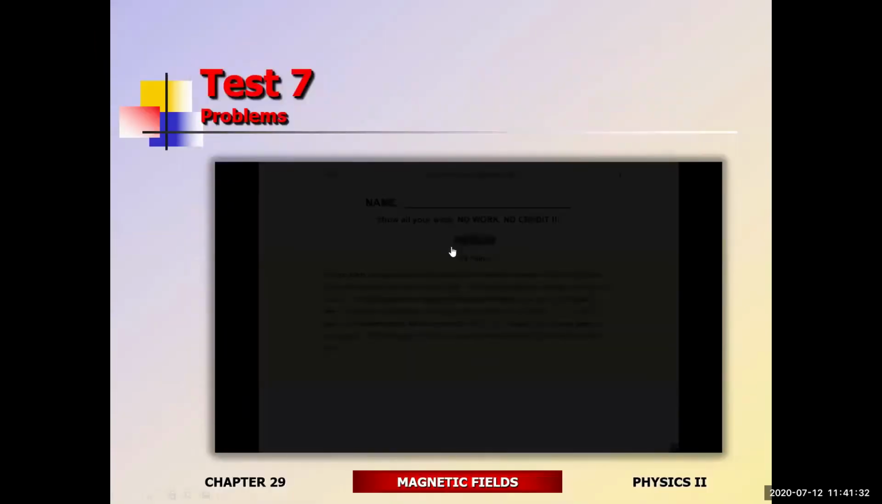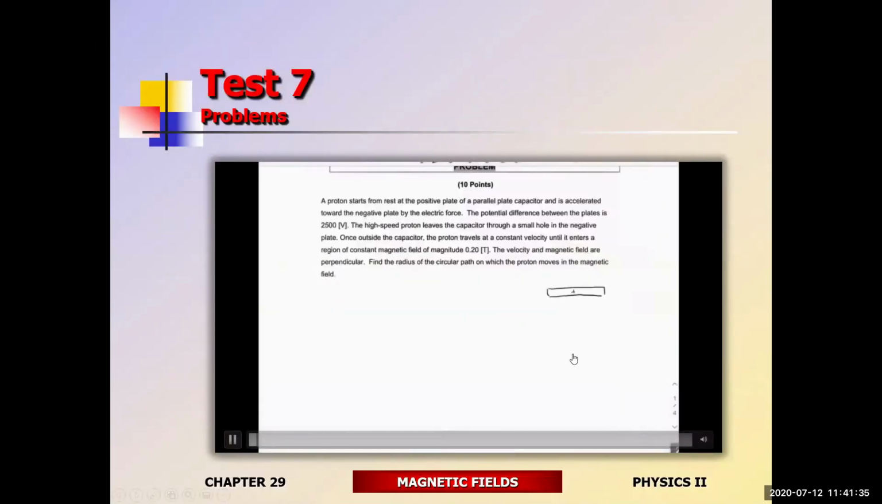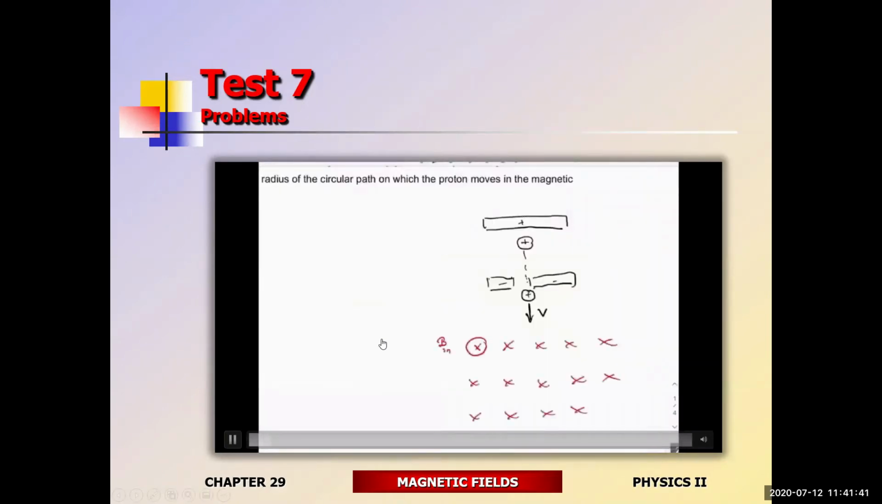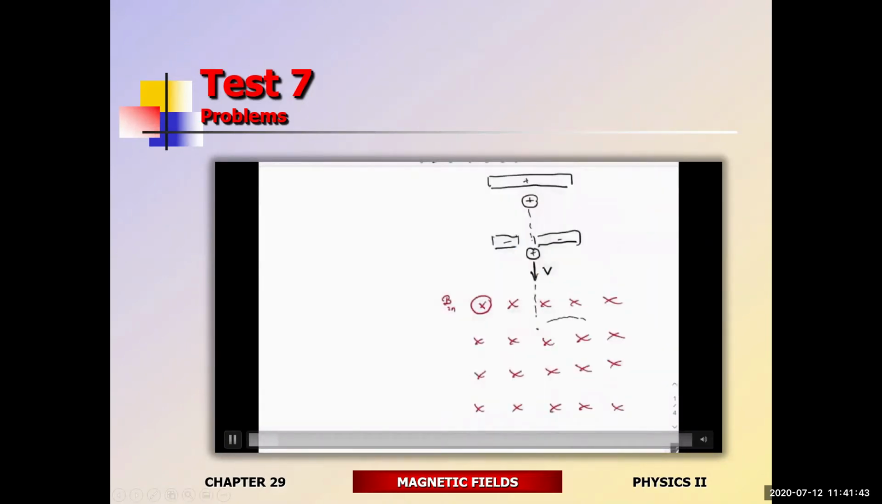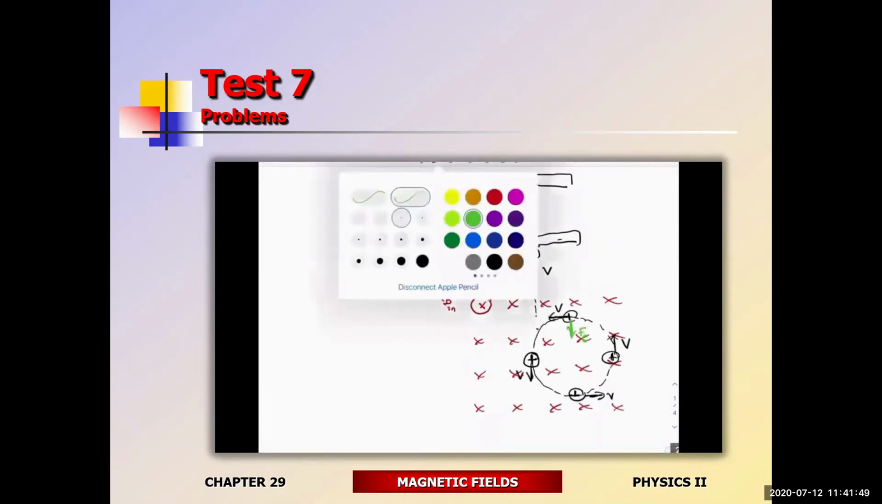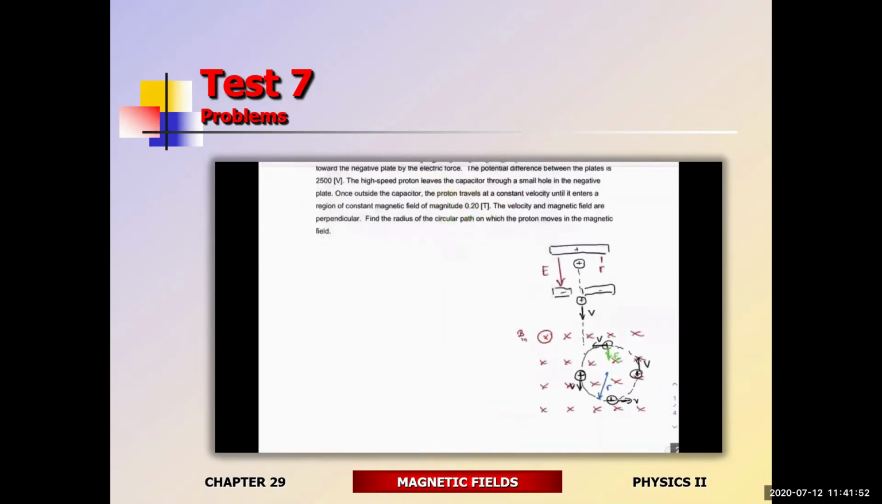Magnetic fields, task number 7. All right, so it's the same problem as the problem that we did before, except it's in numeric form. A proton is being shot out of a capacitor into a constant magnetic field region. It's going to go into circular motion, and the only thing we need to figure out is the radius of that circular motion.